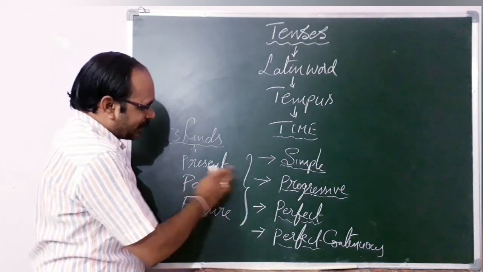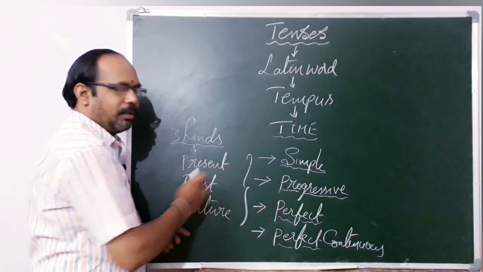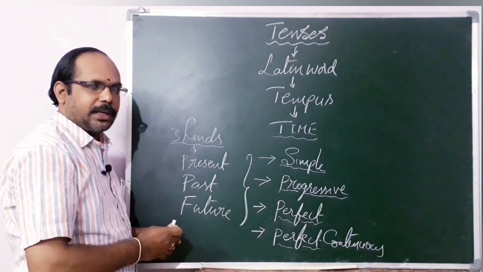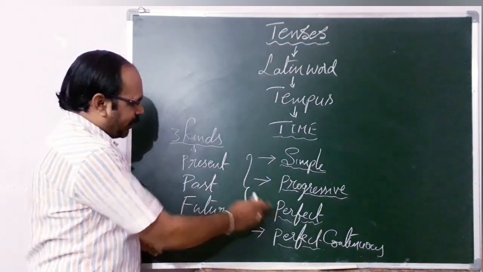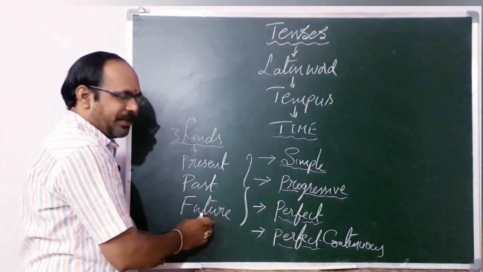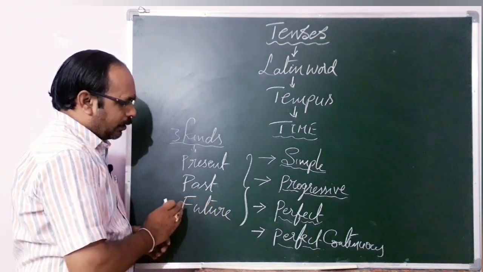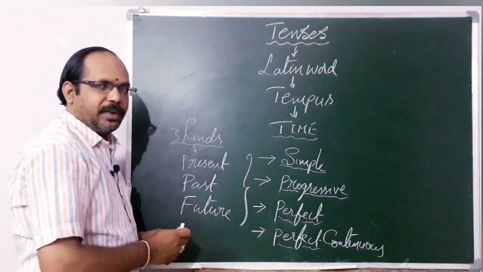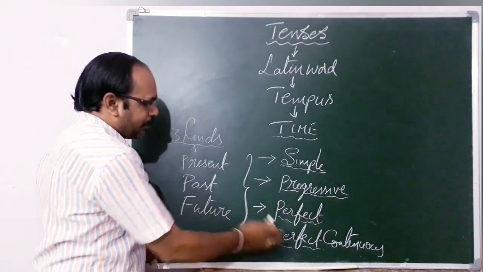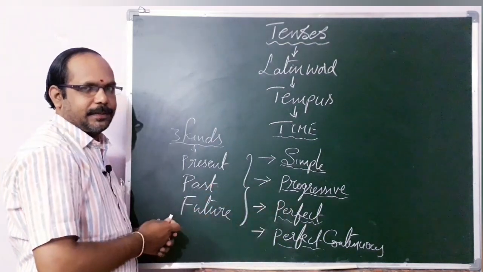Like that, present progressive or present continuous tense, past progressive or past continuous tense, future progressive or future continuous tense. And the next one is perfect: present perfect tense, past perfect tense and future perfect tense. And next, the fourth one is perfect continuous tense: present perfect continuous, past perfect continuous and future perfect continuous tense.